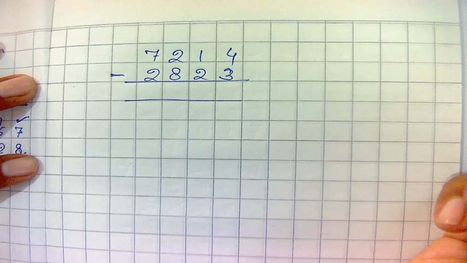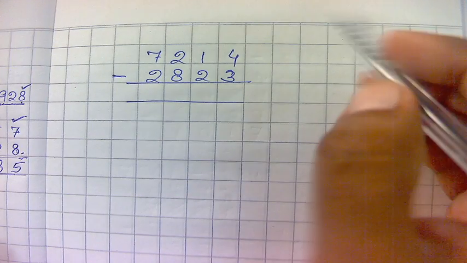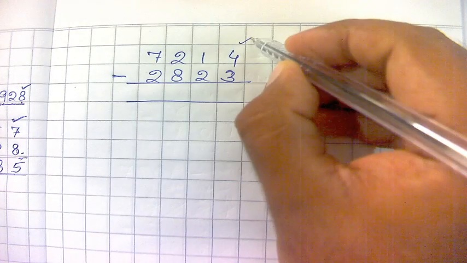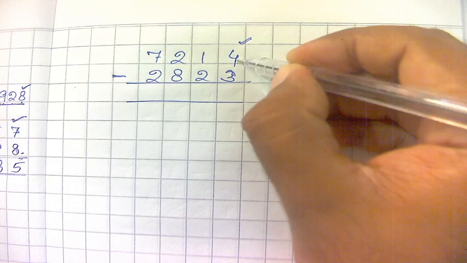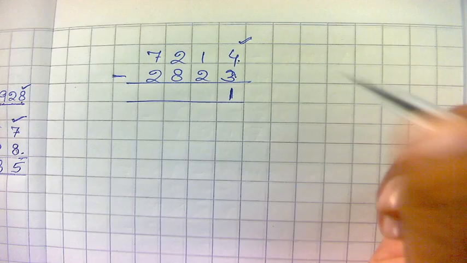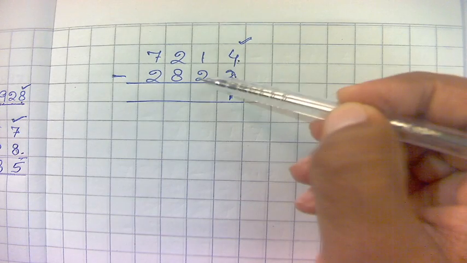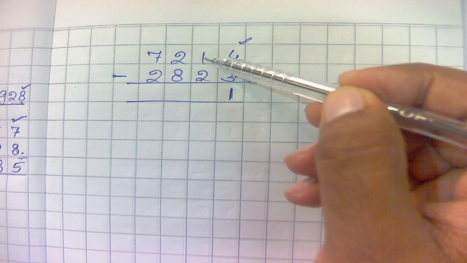Now if you need to subtract these, then what you will do? You will again start from the ones digit. We will start from here. 3 subtracted from 4. 4 minus 3, it is 1. Now next, 1 minus 2. You cannot subtract 2 from 1.